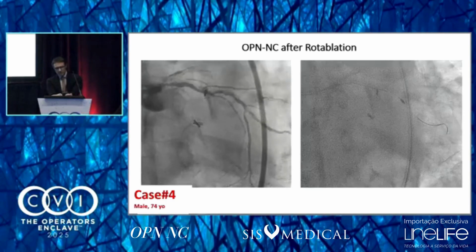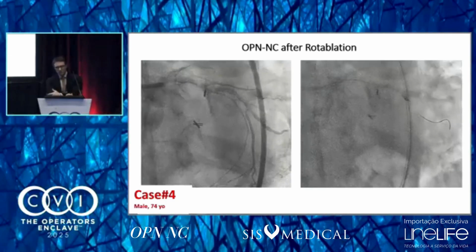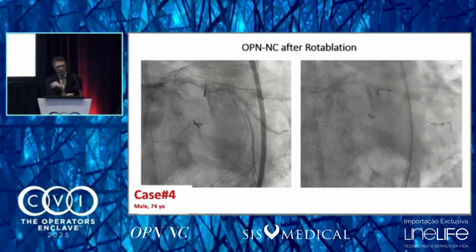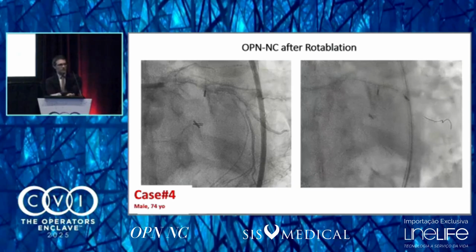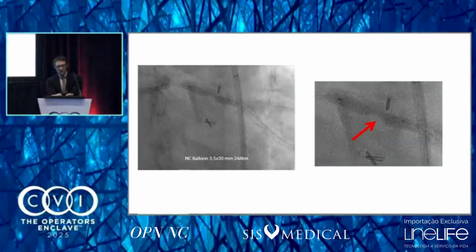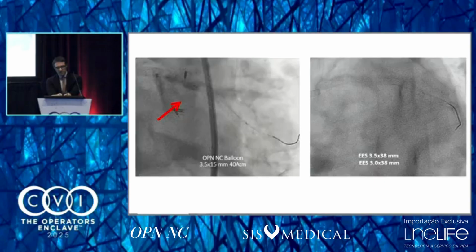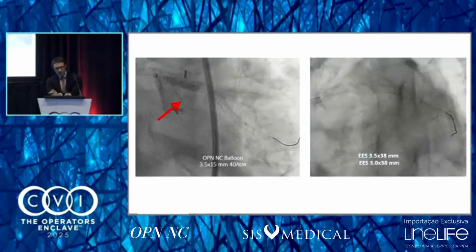Later on, this is a typical case in which you need the rotablation, because how do you want to treat that? First of all, prepare the lesion, crucial point, and you prepare the lesion at least with the rotablator. But what's the next step after the rotablator? So we decide to reopen, to dilate the entire artery with an OPN NC balloon. But even that, with a high pressure balloon, 24 atmospheres, doesn't work. And this is the OPN NC, 40 atmospheres.